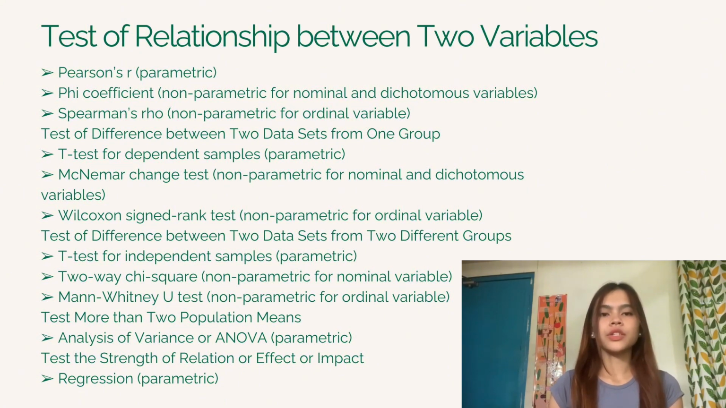Test more than two population means: analysis of variance or ANOVA, parametric. Test the strength of relation or effect or impact: regression, parametric.